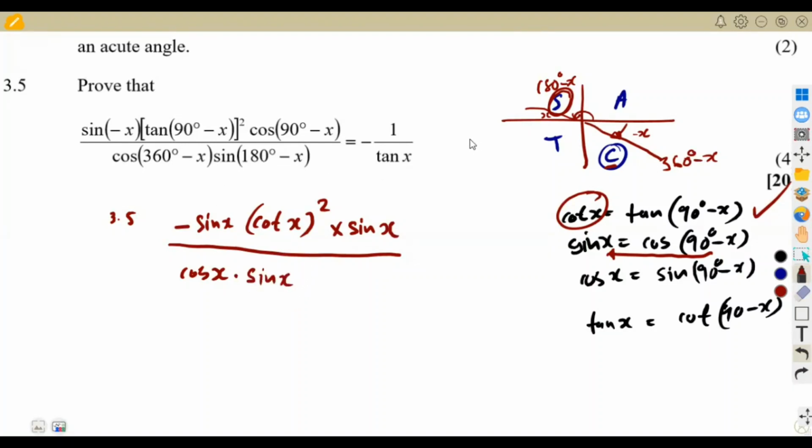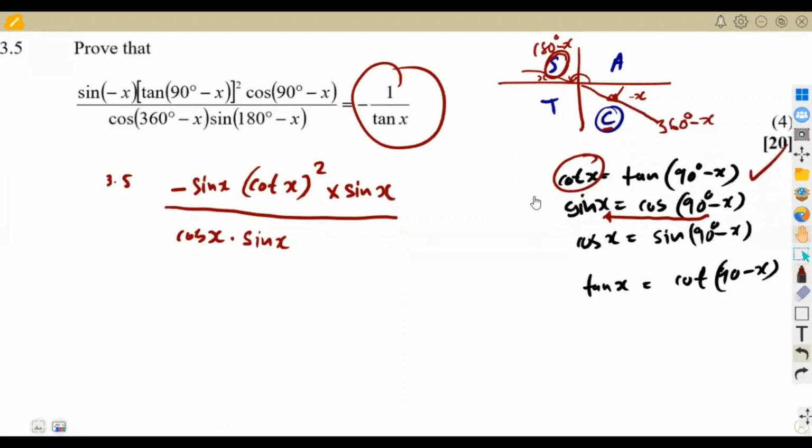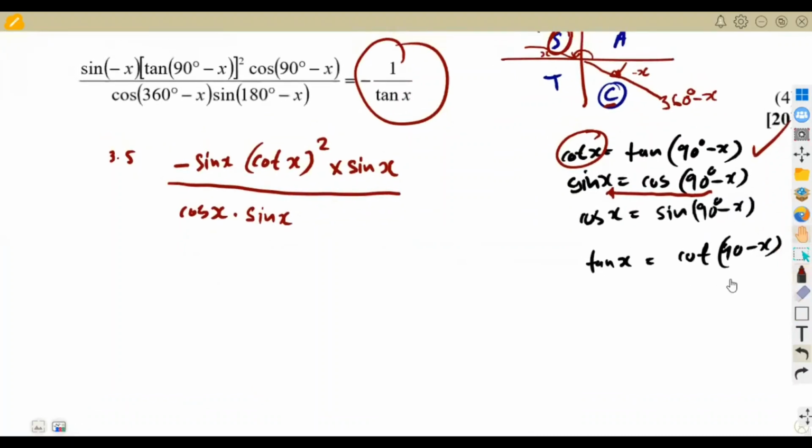So that's it. If we simplify this, it must give us negative 1 over tan. That's what they are saying. Okay, is that so? Let's see what we're going to have if we simplify further. We can cancel here. You can see that we've got the sine of x and the sine of x. This can cancel, so we will be left on top with the negative.